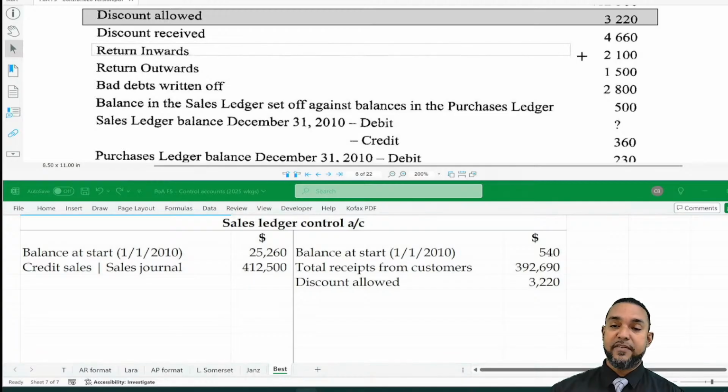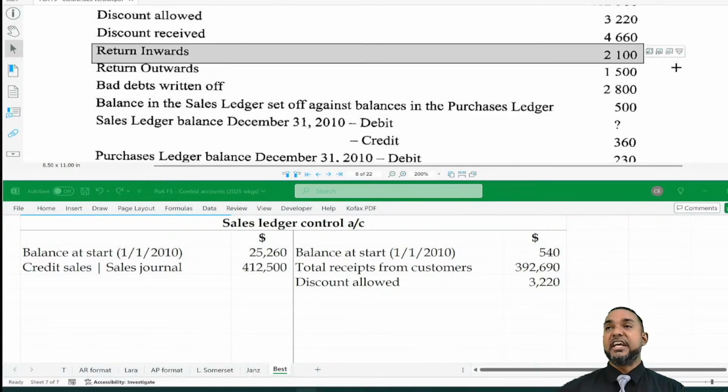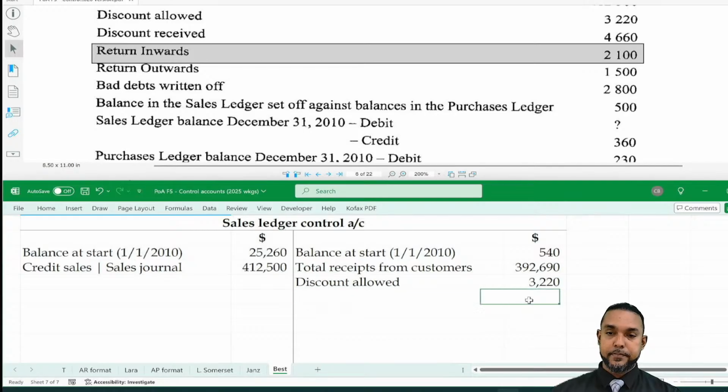Right, now we have returns in and returns out. So returns in would come from the customers or the debtors, right? And if they send you back goods before they pay for them, do they still have to pay for them? No, so it will reduce the amount of money that they're supposed to send your way. So again, this would go on the credit side. 100, right?